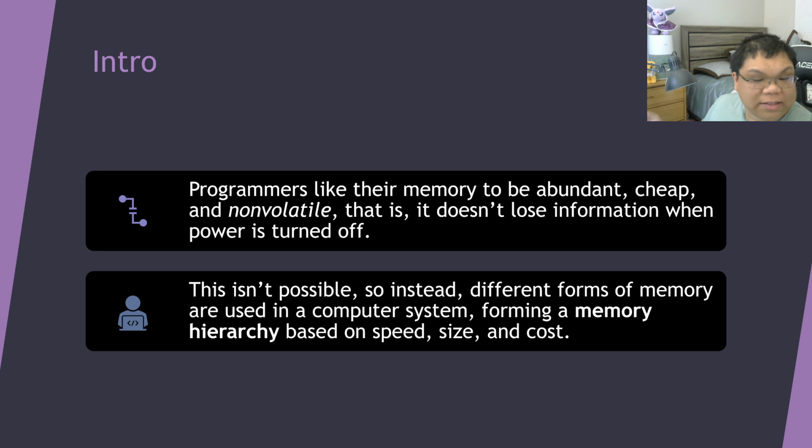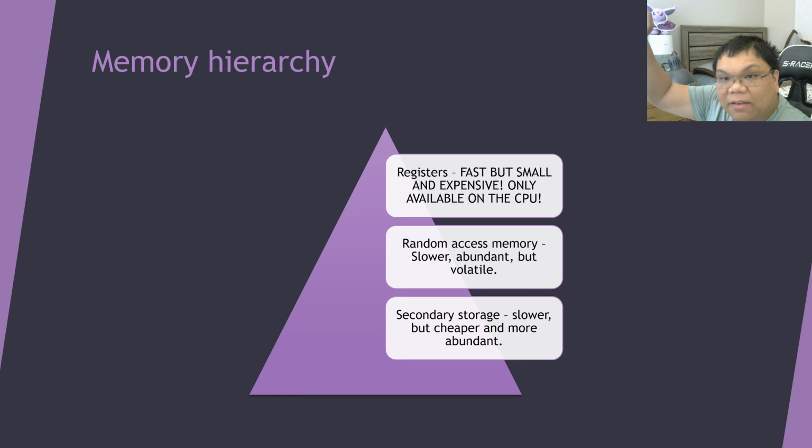So, inside your computer are at least 3 different forms of memory, and they are the following. All of the different forms of memory in a computer form a sort of pyramid, a memory hierarchy. So at the very top, we have registers. These are the fastest forms of memory available on the computer, but here's the catch. They are part of the CPU itself. You cannot go to the store and buy a register.